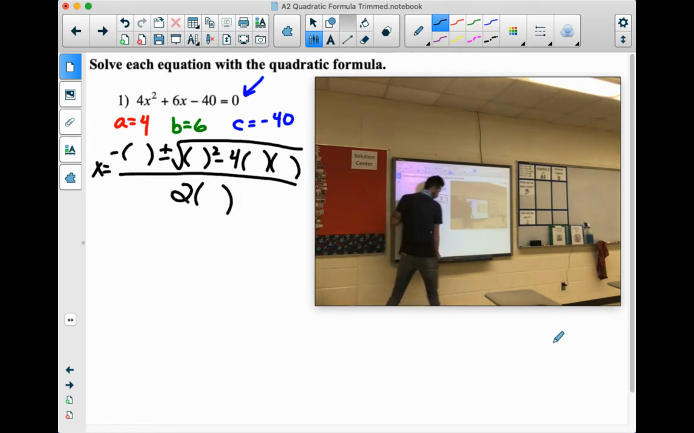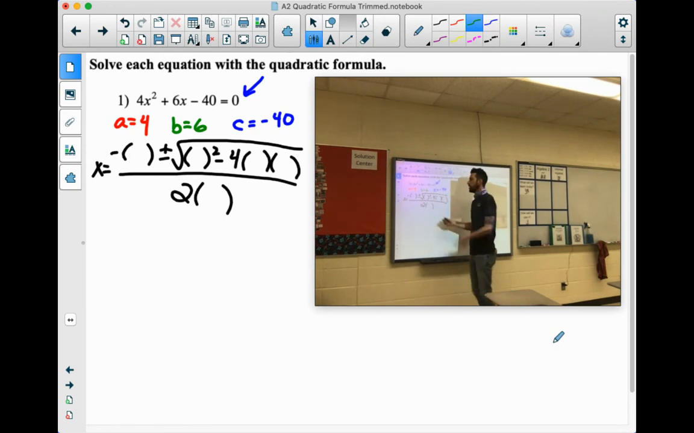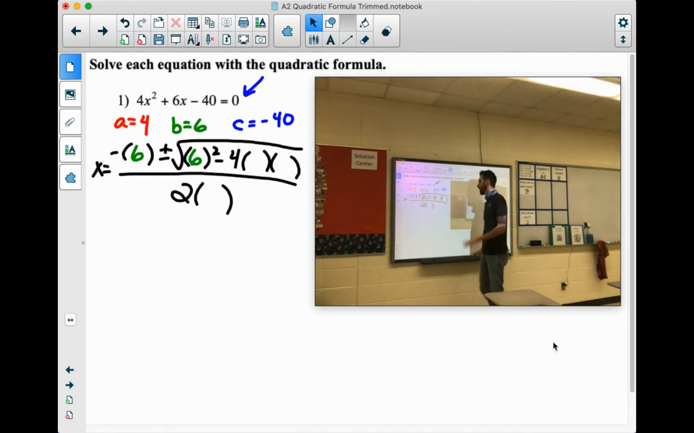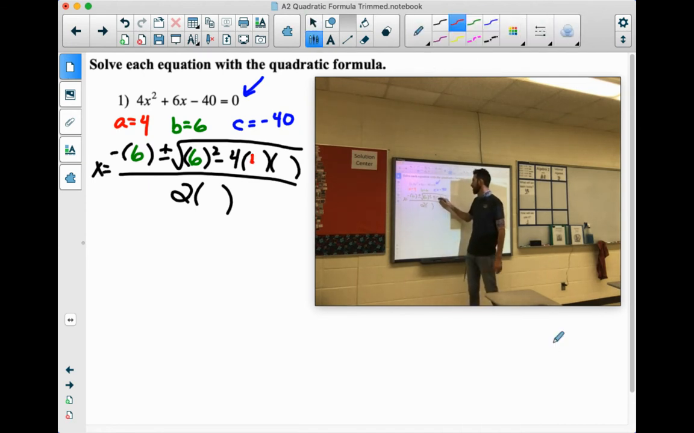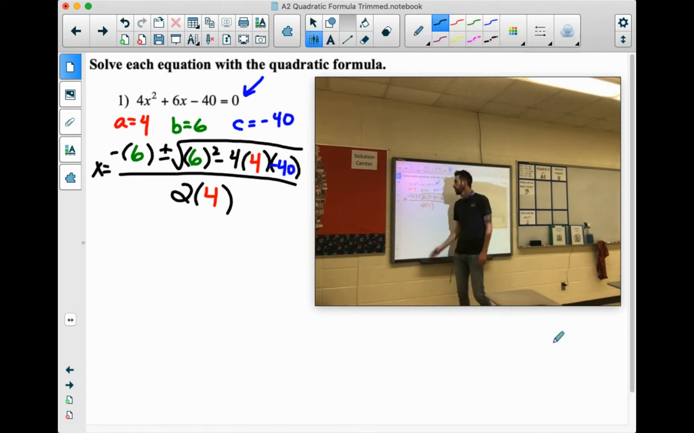Those are always there. So it's the opposite of b, and b is 6, plus or minus the square root of b squared, 6 squared, minus 4a, which is 4. There's a c there, and then there's an a in the denominator. So c is negative 40. And then we're just simplifying with our order of operations. So we have the opposite of 6. That's negative 6. Plus or minus the square root of 6 squared, which is 36.